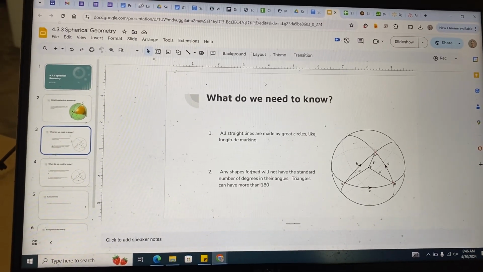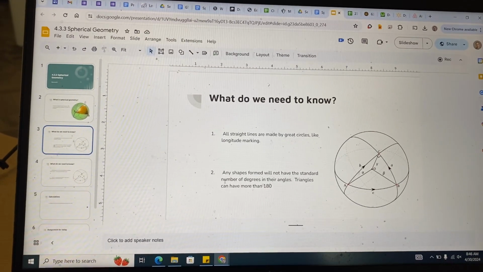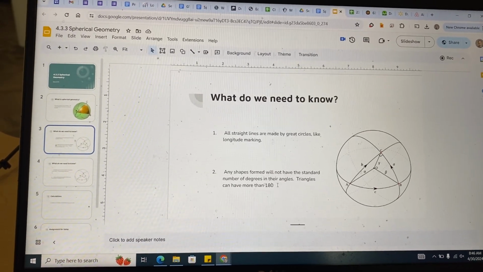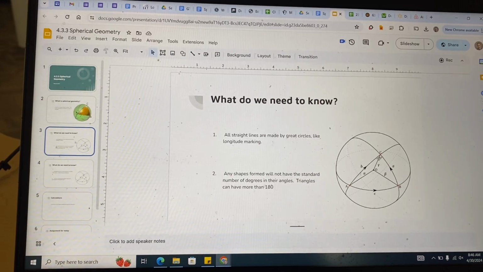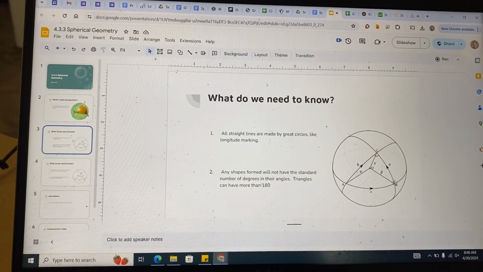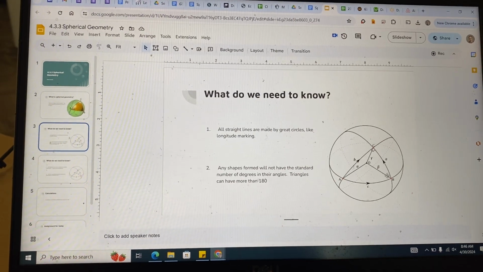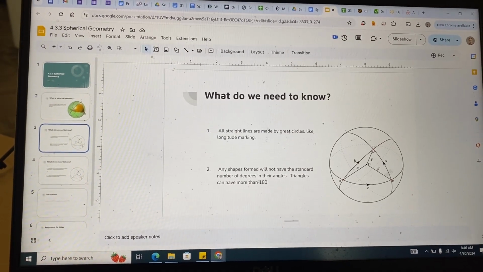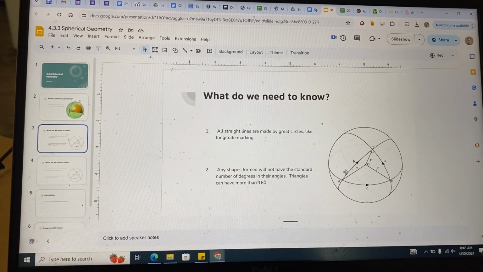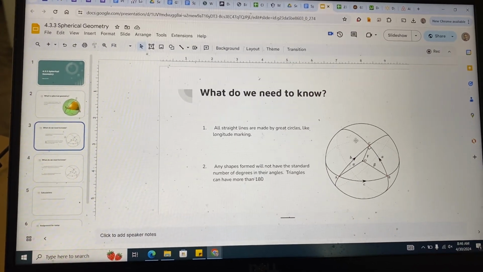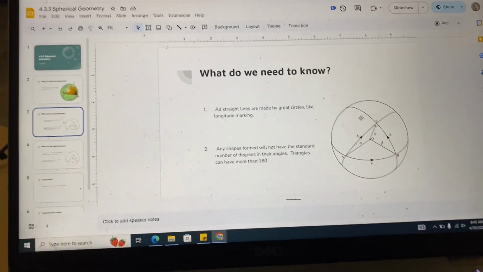Any shape that we form is not going to have the standard number of degrees in the angles. Triangles can have more than 180 degrees. So you can see this is a 90-degree angle here, but you can tell this right here, going between line A and line C here, like this is not an acute angle. And this over here, well, I mean, they're acute angles, but they're not small little bitty angles, okay?